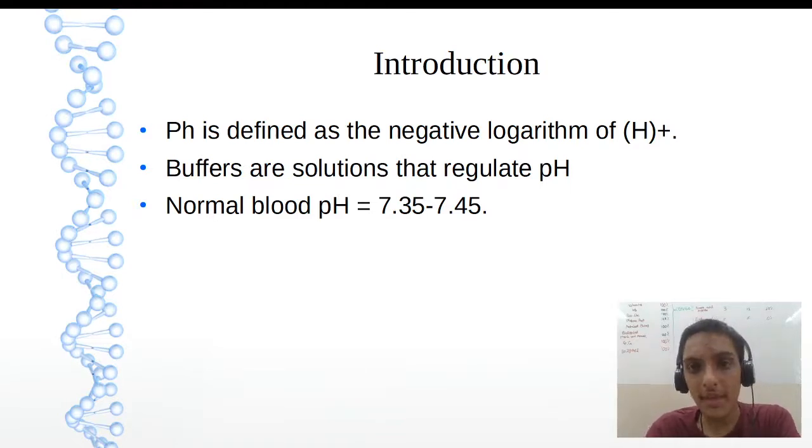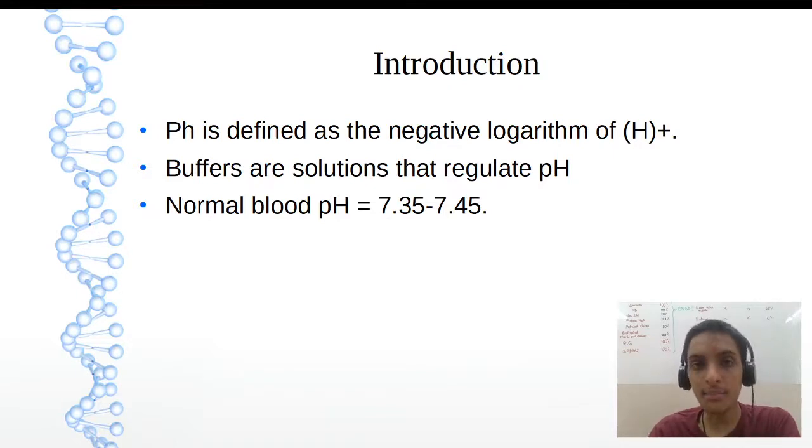The normal blood pH is 7.35 to 7.45, and please remember this because when we discuss arterial blood gas, this is going to be very helpful. So we can either identify acidosis or alkalosis. Acidosis means less than 7.35, alkalosis means greater than 7.45.